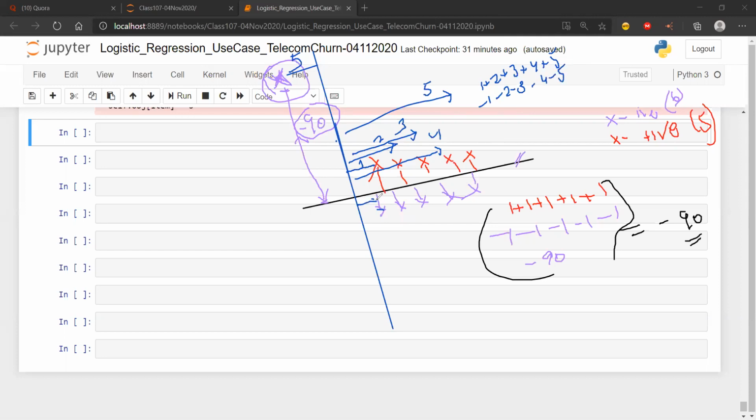I hope you got my point. So this distance is considered as 1, this as 2, this one as 3, this one as 4, and this one as 5. So these two distances cancel out. What remains is minus 5.